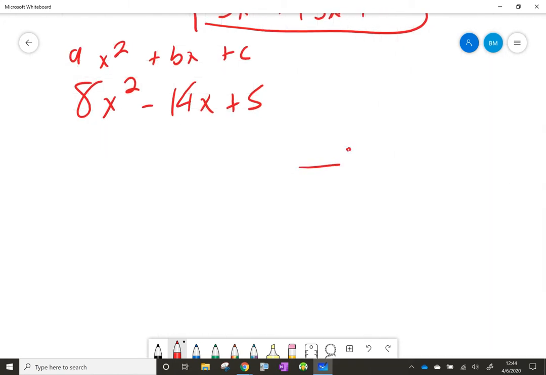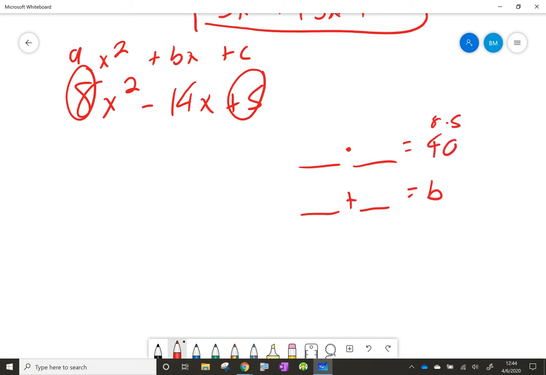So what two numbers multiply to make the a times c value, and the same two numbers add to make the b value? Now in this case, the a is 8, the c is 5, so 8 times 5 is going to be 40. So I need numbers that multiply to make 40. My b value is negative 14, so I need two numbers that add to negative 14. So what numbers multiply to make 40 and add to make negative 14?